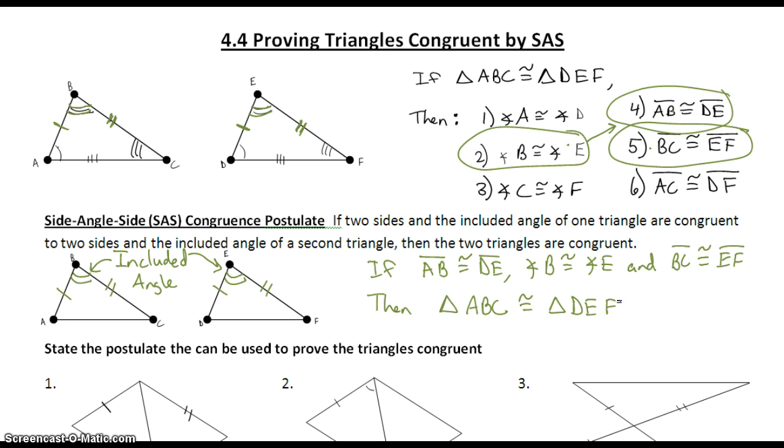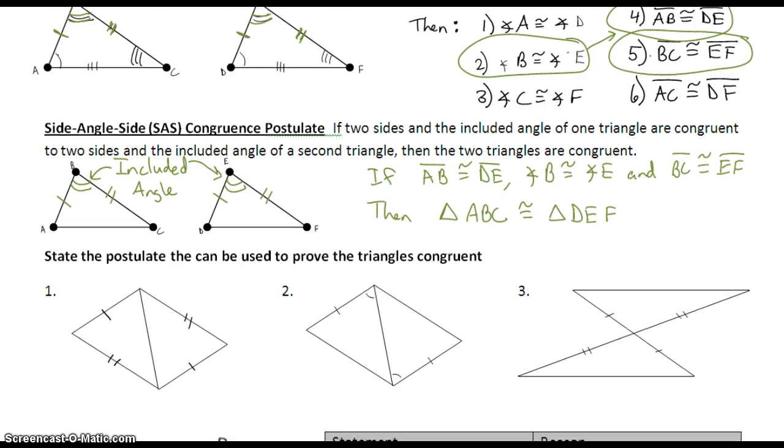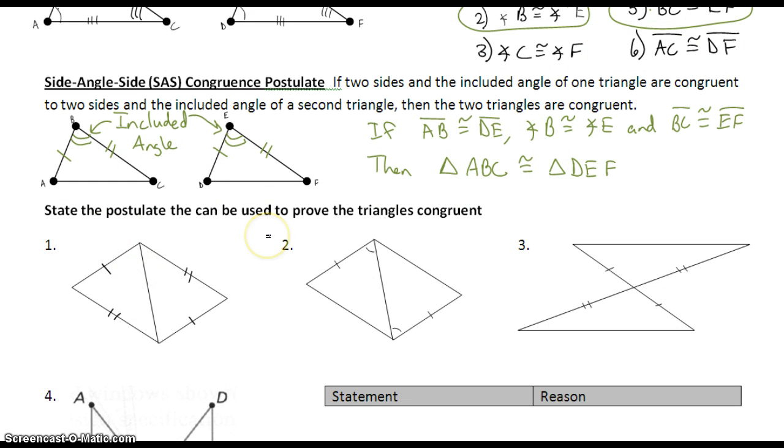So now we have two ways to prove triangles congruent to each other: side, side, side, or side, angle, side. Let's take a look at some examples to figure out which postulate we would use. In this first example, we have a pair of congruent sides and a second pair of congruent sides, and then this third side is shared between the two triangles, so it's congruent to itself by the reflexive property, giving me a third pair of congruent sides. So I have 1, 2, 3 pairs of congruent sides. So these triangles are congruent by side, side, side.